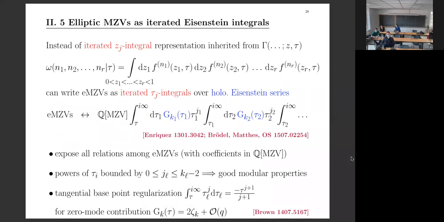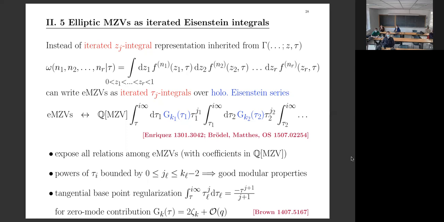fun fact about the elliptic multiple zeta values. Well, we defined them as an iterated Z integral, integrating one puncture after the other as they appear in the definition of elliptic polylogs. But now we can do a funny paradigm shift. What if we trade iterated Z integrals for an iterated tau integral? It turns out that the tau derivative of elliptic multiple zeta values gives you the holomorphic Eisenstein series defined on the previous slide.